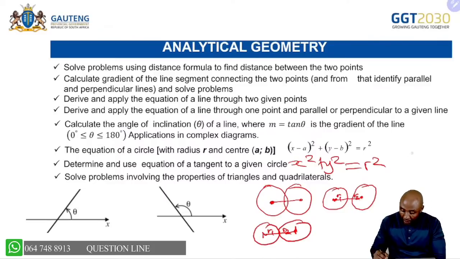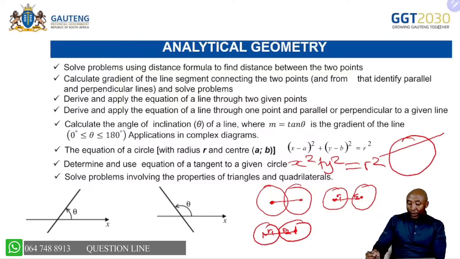Also, dealing with circles, we should be able to see whether a straight line is a tangent or it intersects the circle at two different points. If it intersects a circle once, it means it's a tangent. If it intersects at two different points, it means it is a secant.